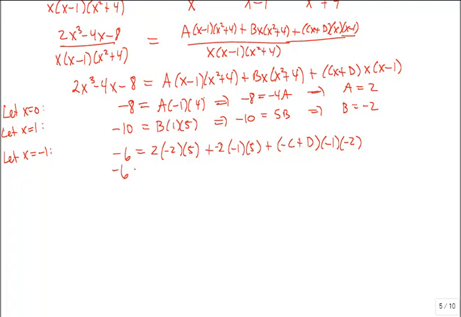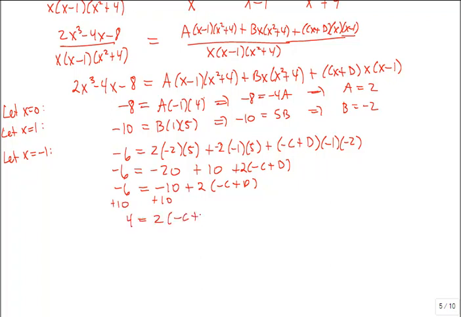So this becomes negative 6 equals negative 4 times 5, which is negative 20. This becomes positive 10, and I'm going to leave that negative c plus d in parentheses, but out front I've got negative 1 times negative 2, which is a 2. So we get negative 6 equals negative 10 plus 2 times negative c plus d. When I add 10 to the other side, that gives me 4. When I divide by 2, that tells me that 2 is equal to negative c plus d.